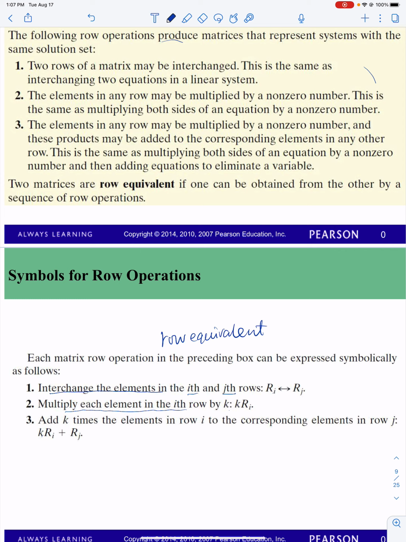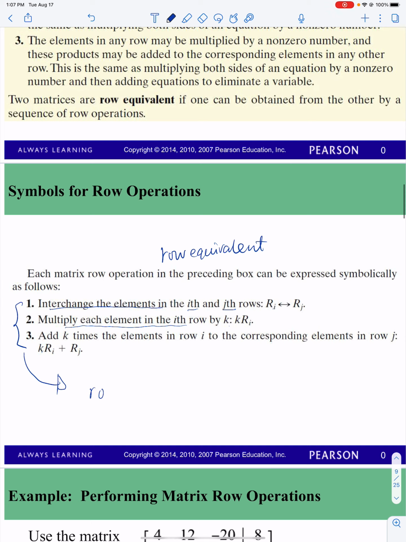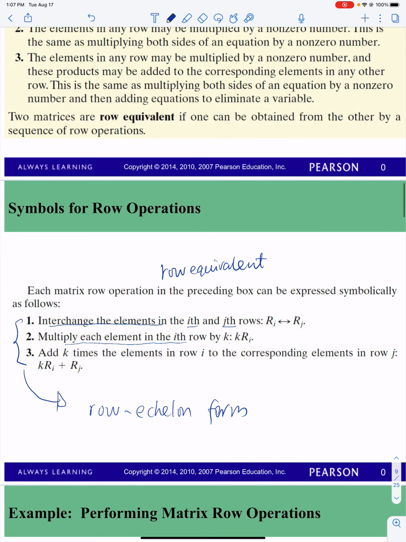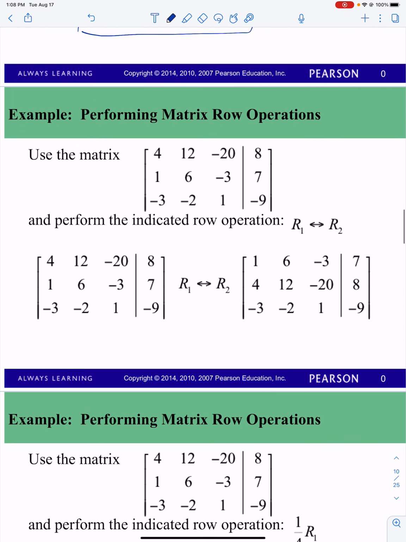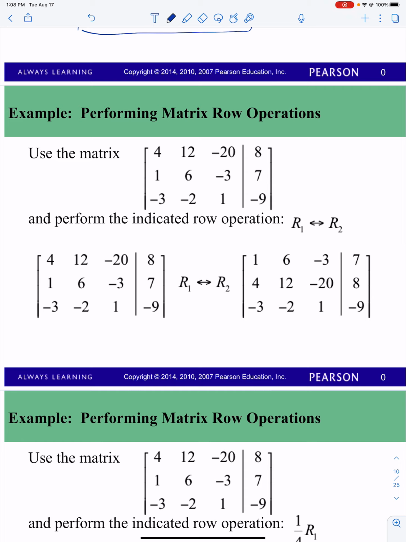These three steps will help you get the row echelon form. You want to do all these operations on the matrix to get the row echelon form. So then let's look at the example.